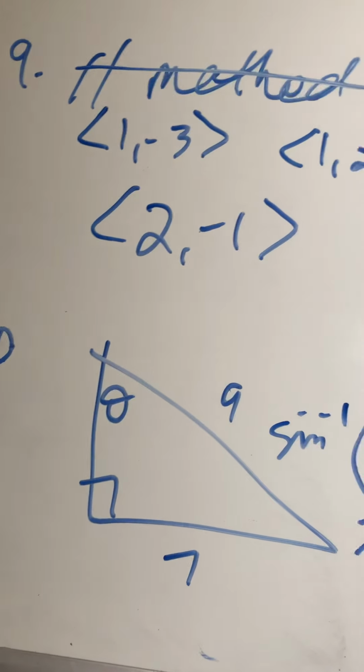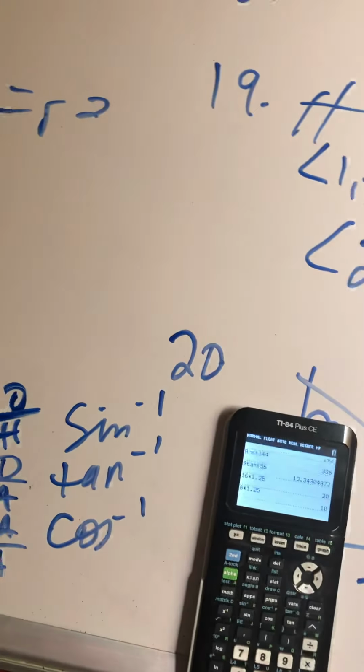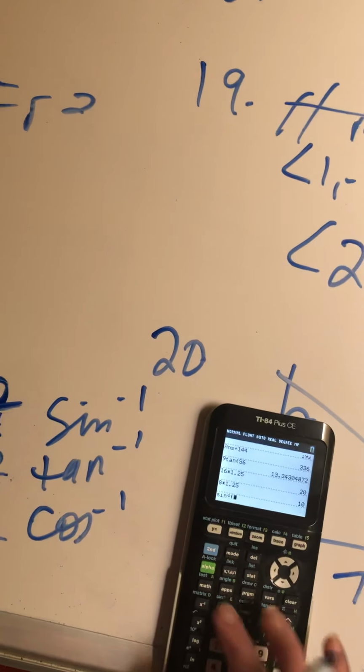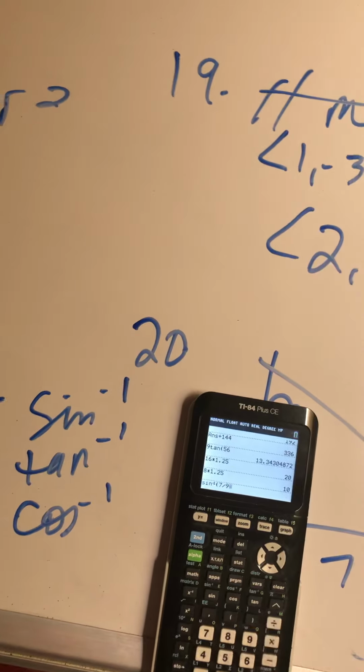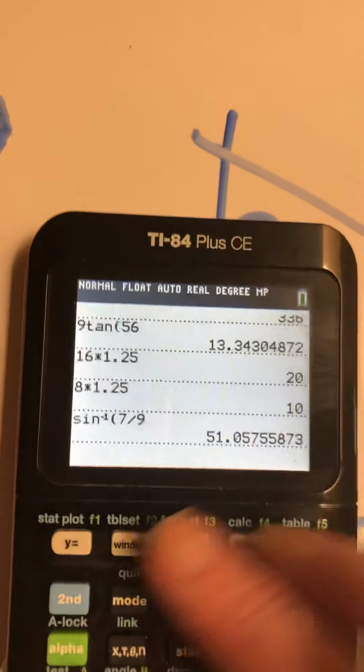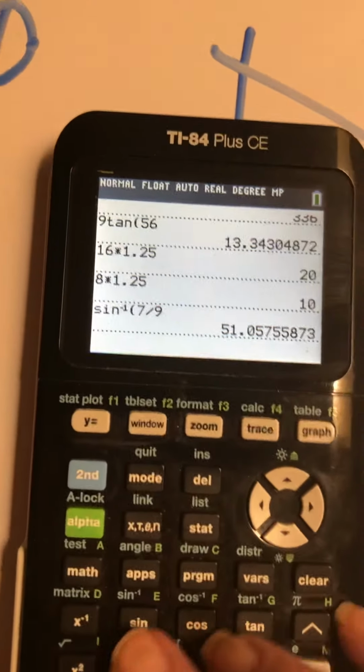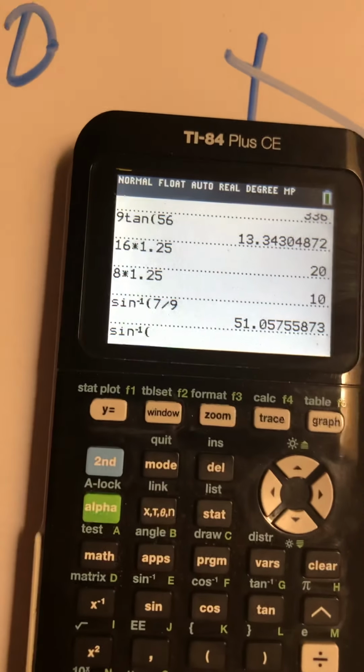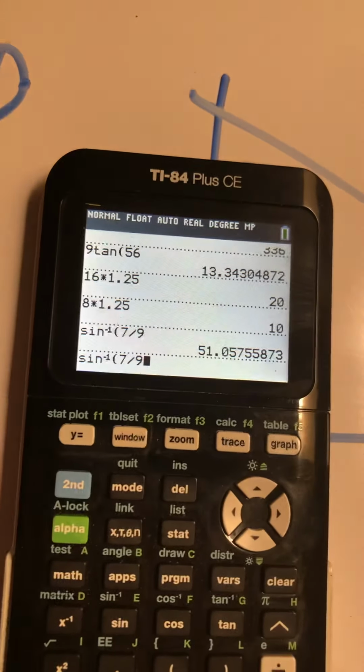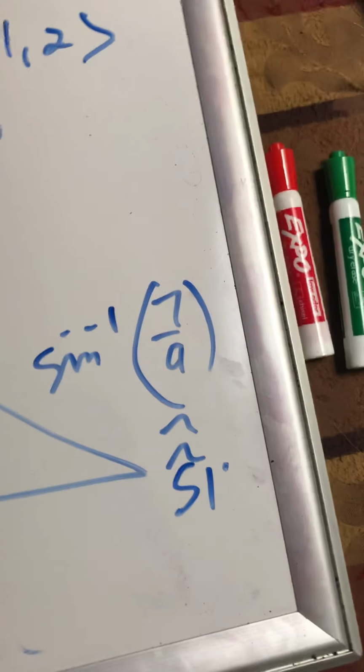Type that in your calculator. Make sure you round it to the nearest degree. So second sine, 7 divided by 9. You get your second key, second sine, 7 divided by 9, 51. So it's about 51. And that's your review.